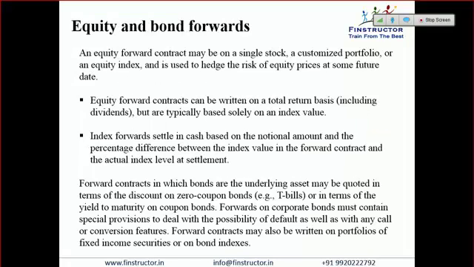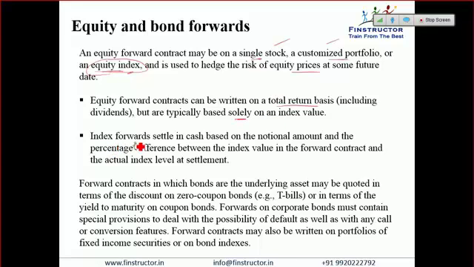So remember, an equity forward contract may be on a single stock, a customized portfolio, or an equity index. In our example, we gave the example of an equity index. It could very well have been on a stock or a customized portfolio also, and is used to hedge the risk of equity prices at some future date. Equity contracts can be written on a total return basis. That is, the long will receive not just the price return, that is the price movement, but he will also receive the dividends if the stock or the index gives any. But typically they are based only on the value and dividends are excluded.